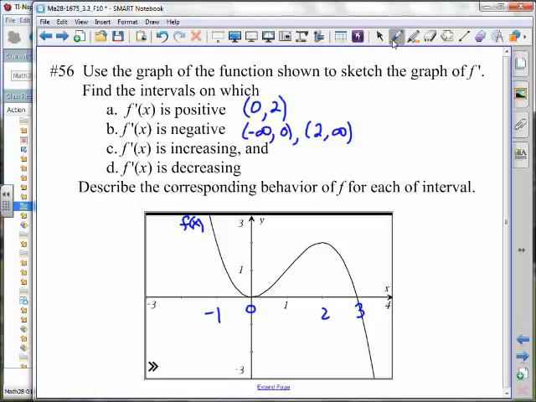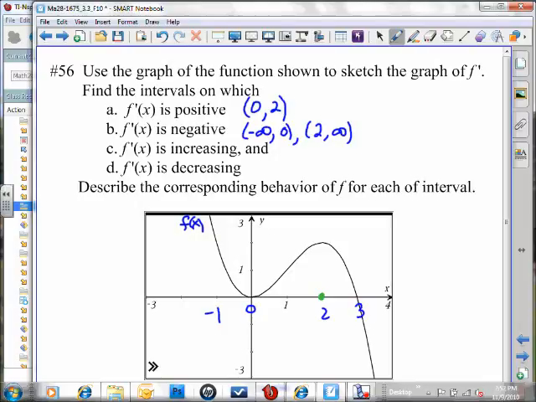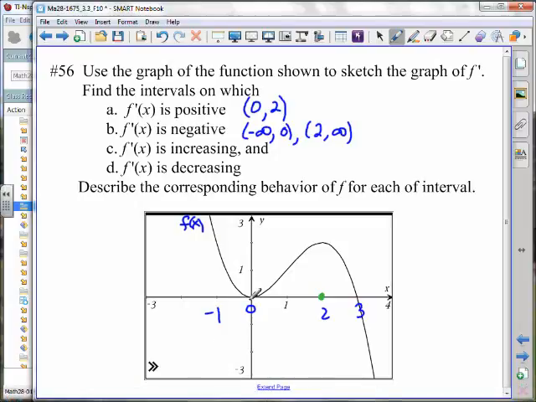Now, let's do it this way. I'm going to change colors here. Would you agree that at 2, the first derivative is 0? So if I put in green the value of the first derivative, I've got a point right there. Where else do I have a point on the input axis for the derivative? At 0. Now, is the first derivative positive or negative here? Are the slopes positive or negative? Negative. So this is actually down here, isn't it?